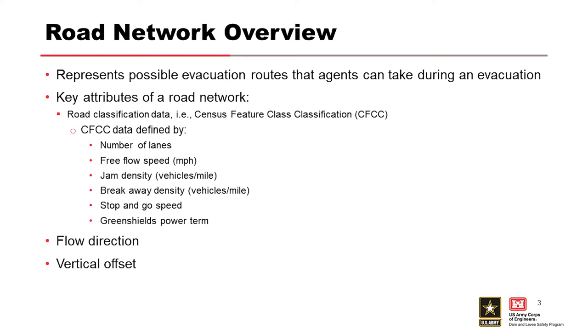Each CFCC code also has corresponding attributes that further define the data, which we will go over on the next slide, such as number of lanes, two lane versus four lane, and so on. Free flow speed: speed that occurs when no congestion or adverse conditions. Jam density: number of vehicles that can fit on a road segment per mile when traffic stops. Breakaway density: breakpoint density, where adding further vehicles to the road will impact the speed of other vehicles on the road. Stop and go speed: speed vehicles can travel when in a traffic jam or traveling on a wet road. Green Shields power term defines the functional speed density relationship between breakaway density and stop and go speed, for example. As the density increases on a road, the speed vehicles can travel decreases.